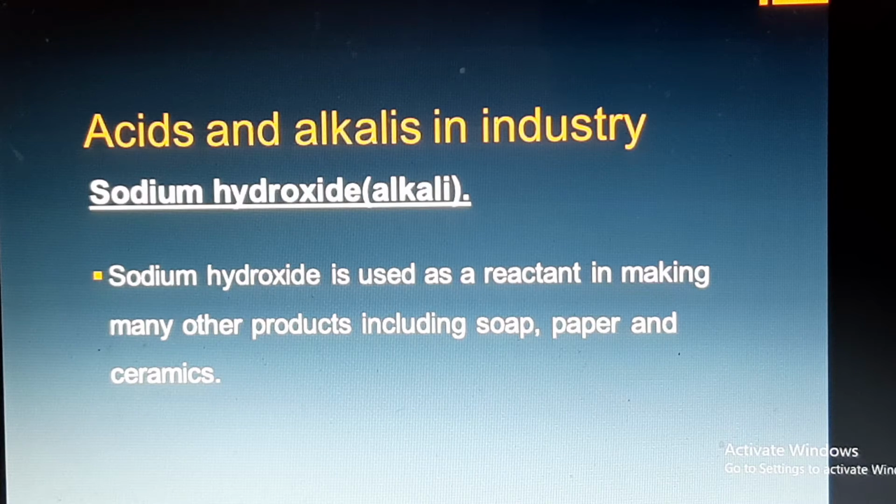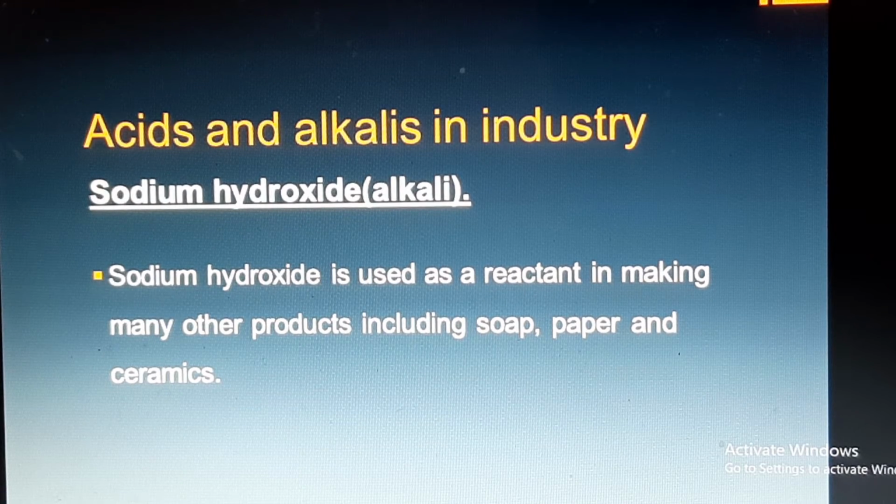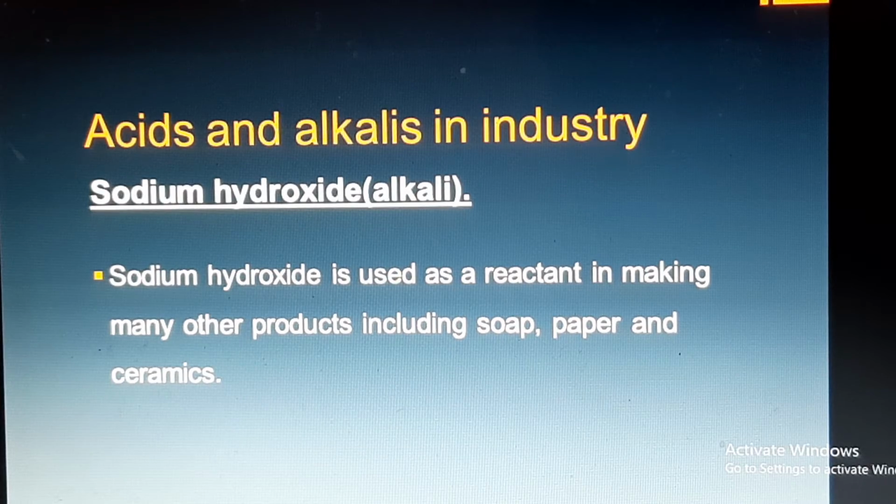Next one, sodium hydroxide. The industrial use of sodium hydroxide. Sodium hydroxide is an alkali. It is used as a reactant in making many other products including soap, paper and ceramics. The main use of sodium hydroxide is the manufacture of soap. We know the soap and the detergents, everything for cleaning purposes, uses sodium hydroxide. It is used for making soap, papers and ceramics, and most of the cleaning products are made from sodium hydroxide.